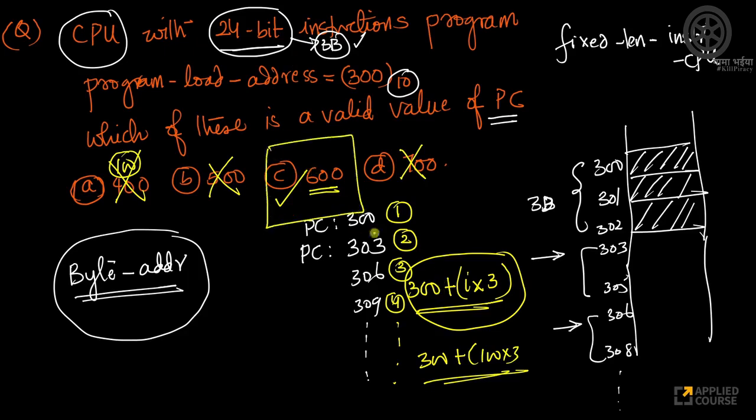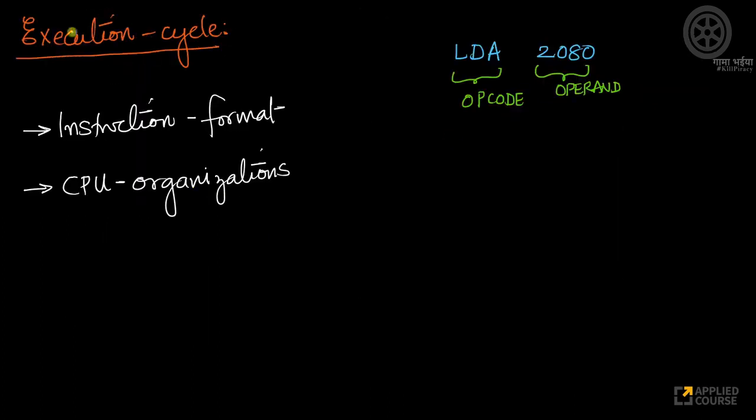Very simple question, slightly twisted, but very simple if you understand fixed length instruction CPUs, right? So now let's get a high level overview of the execution cycle itself. Look at this. I'm loading the opcode and the operand. We have seen what an opcode is and what an operand is. The actual execution depends on what the opcode is and what the values in the operand are.